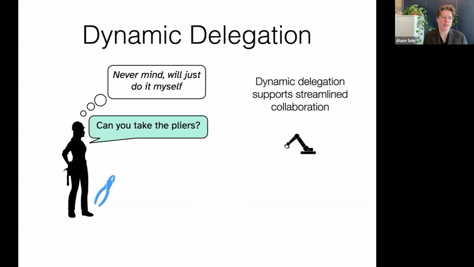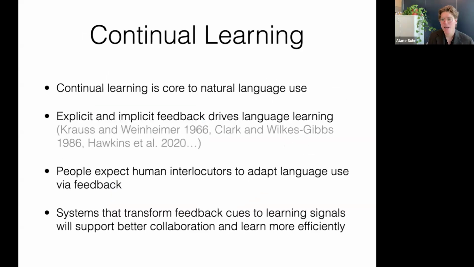So this is just one form of adaptation within interaction that supports continual learning. Continual learning is very core to natural language use. We use explicit and implicit feedback from the people that we're talking to drive our own language learning. So for example, if I start talking about something and it seems that the person I'm talking to doesn't understand a particular concept that I've mentioned, then maybe I'm going to rephrase it in a way that is more understandable.